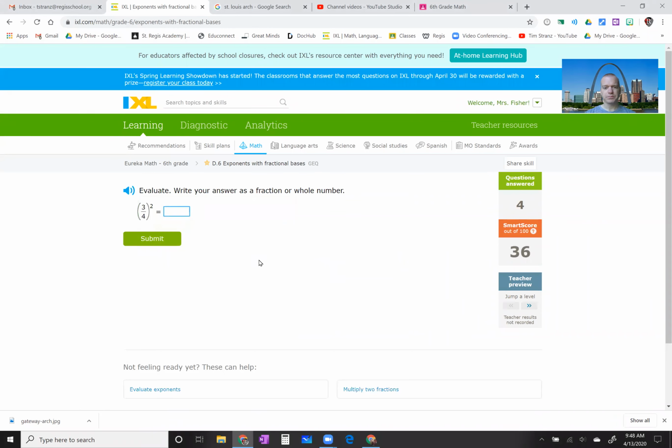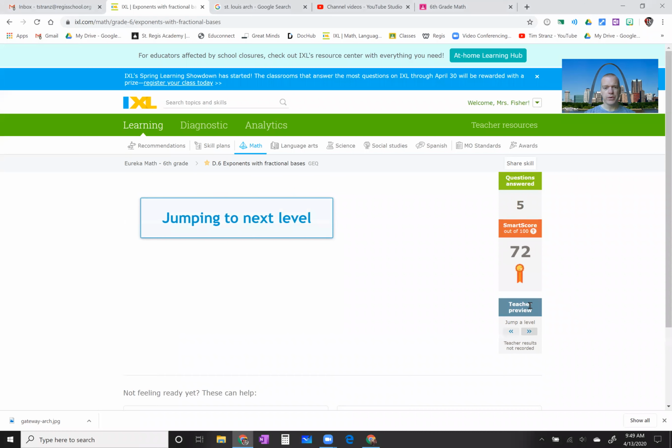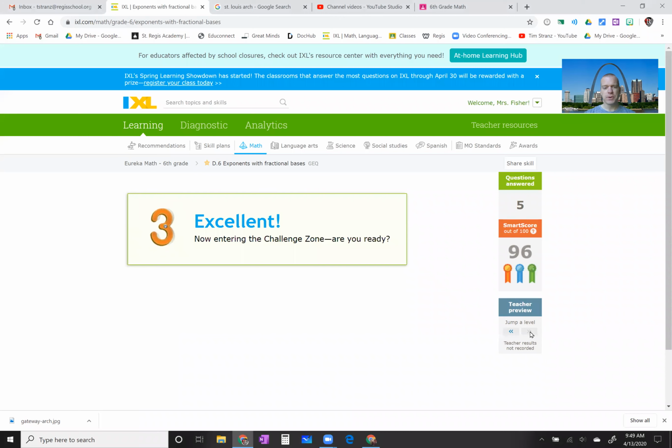Okay, let's look at another one. So now you got 3/4 to the second power. So 3/4 times 3/4. Again, just multiplying straight across. 3 times 3 is 9. 4 times 4 is 16. And there you go, 9/16. Okay, let's see if we can go to a little bit harder one here. These are all pretty easy.